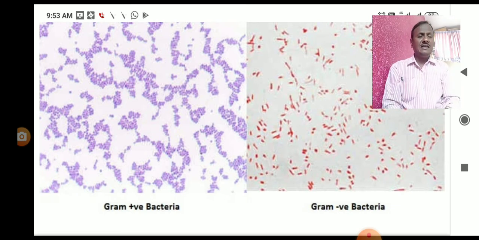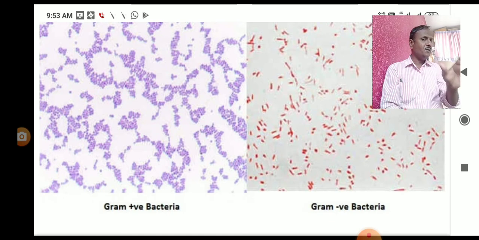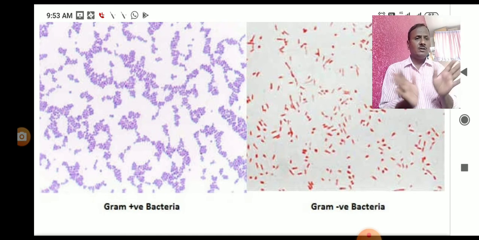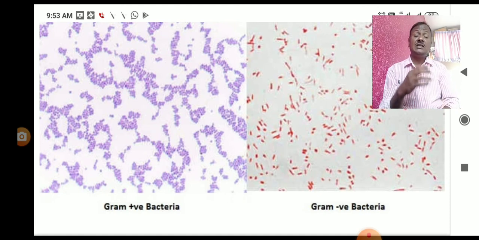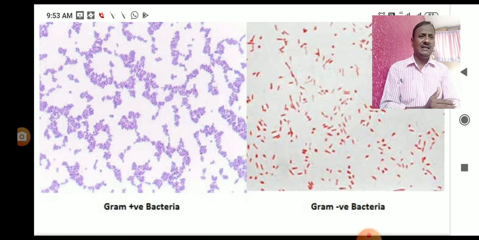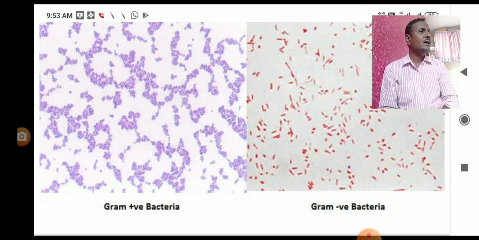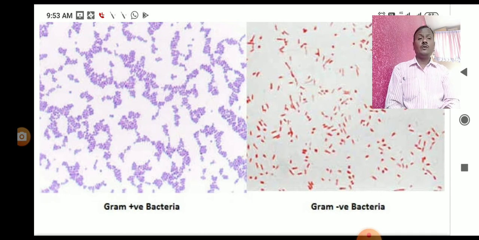In the next lecture, we will see another staining technique for observation of microorganisms, because you already know that microorganisms cannot be seen with our naked eyes. For observation of such microorganisms under the microscope, the staining process is important, because microorganisms are basically colorless. Without coloring, microorganisms cannot be observed under the microscope.